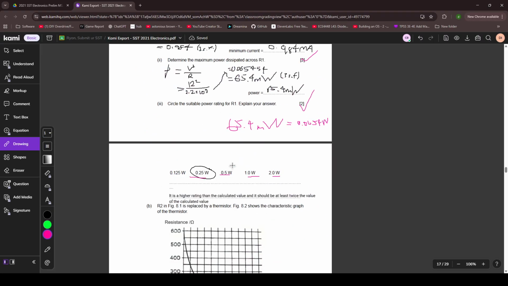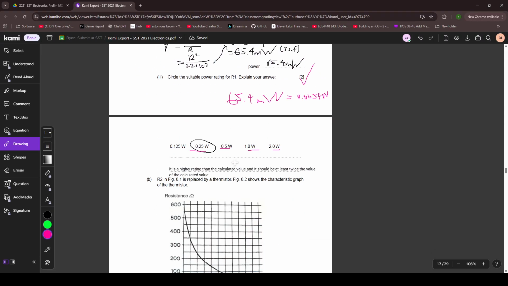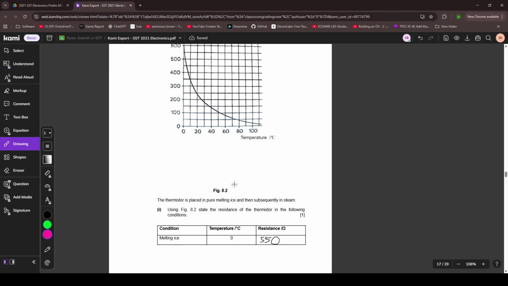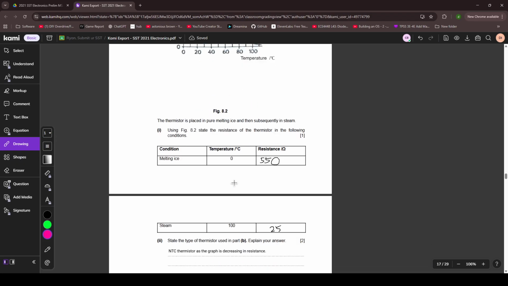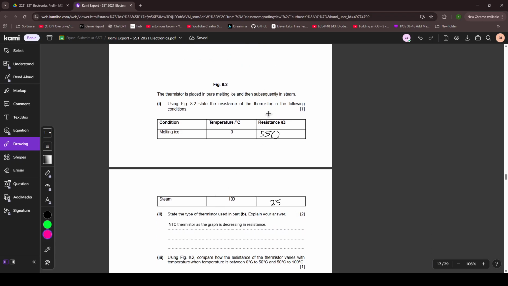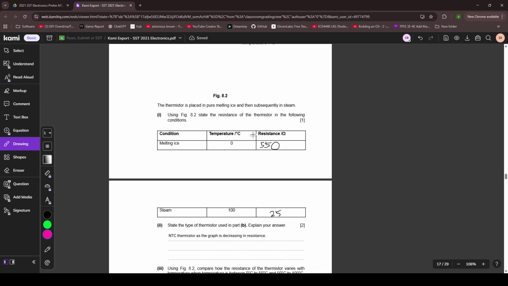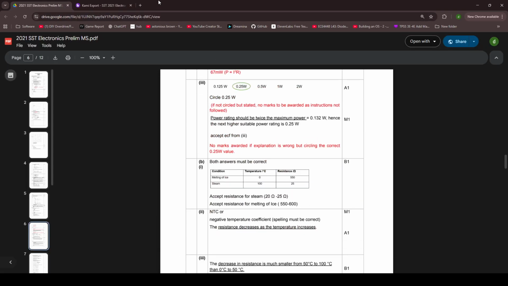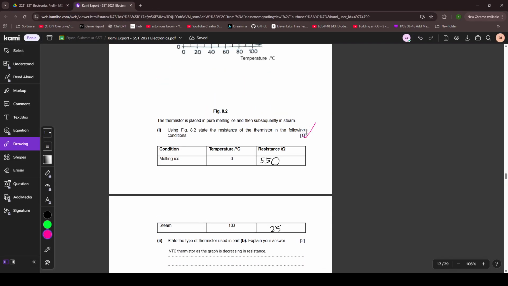R2 in figure 8.1 is replaced by a thermistor, and then they give us the graph. The thermistor is placed in pure melting ice and then subsequently in steam. Figure 8.2 shows the resistance of the thermistor in the following conditions. Okay, and then state. So we just look at the graph. So you should be right. State the type of thermistor used in part B.